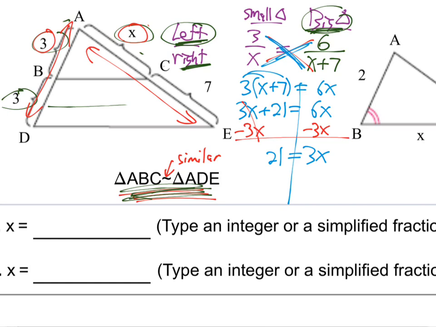Now what do we do to finish getting x alone? Divide by the 3. Divide by the 3. And that's 7. x is 7. And we got it.